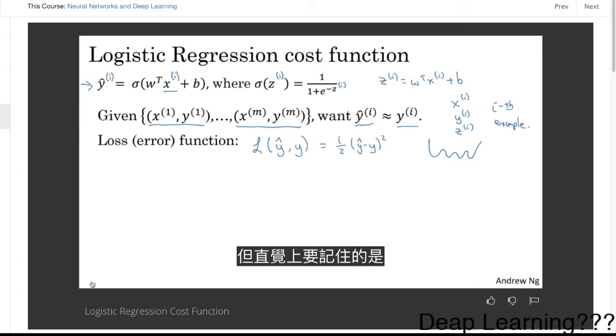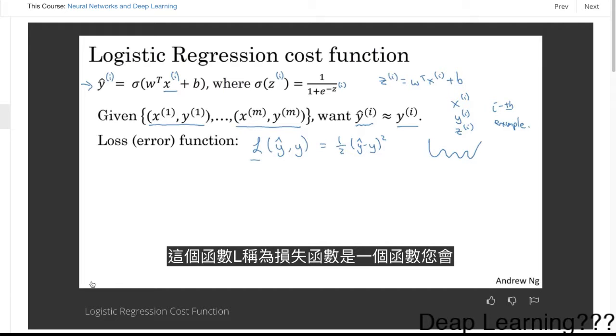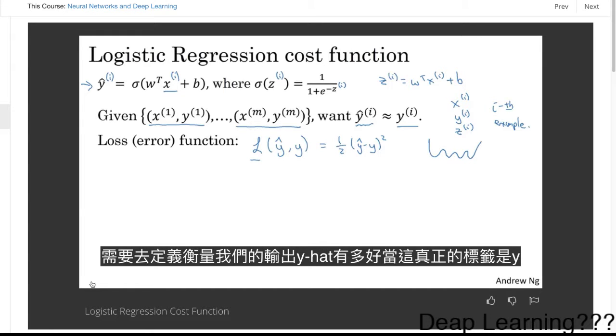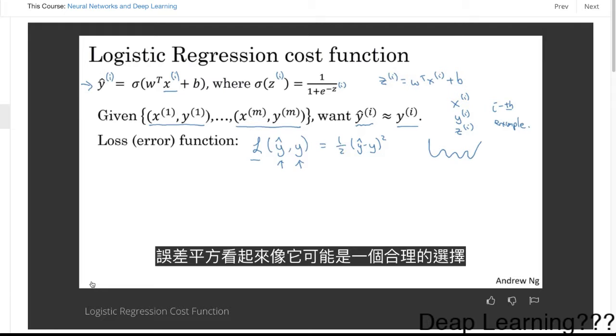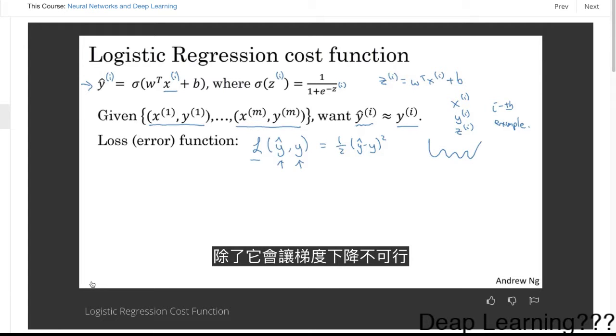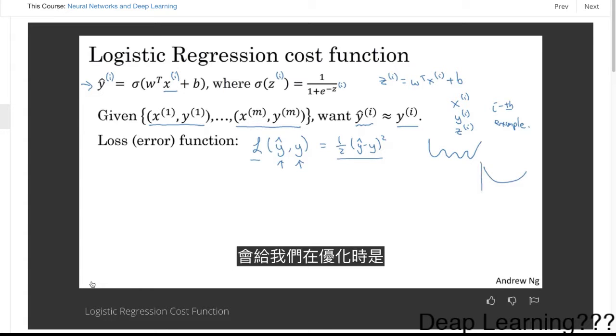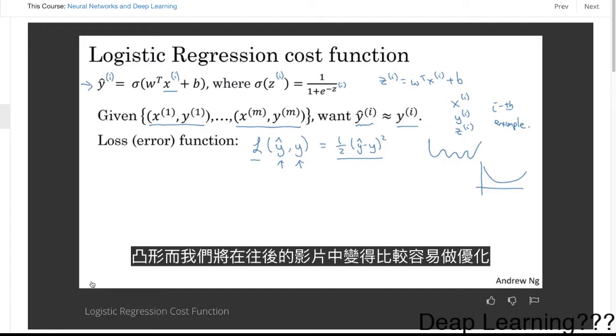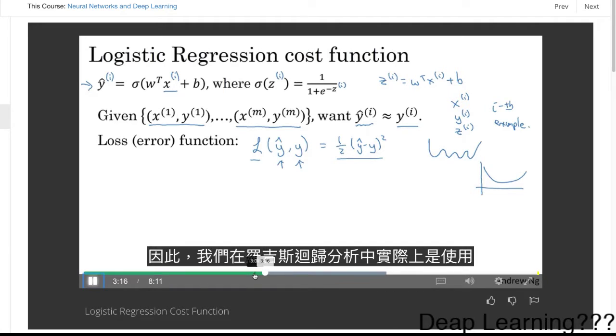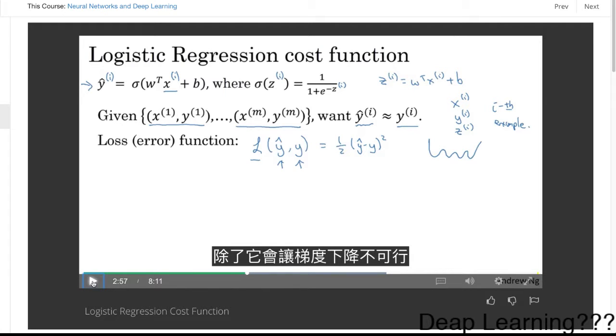But the intuition to take away is that this function L, called the loss function, is a function we'll need to define to measure how good our output y hat is when the true label is y. Squared error seems like it might be a reasonable choice, except that it makes gradient descent not work well.